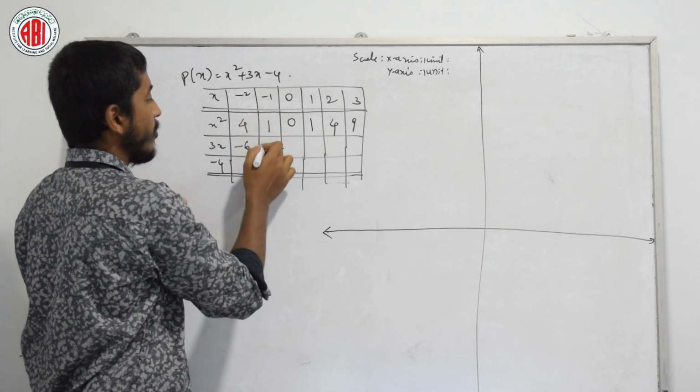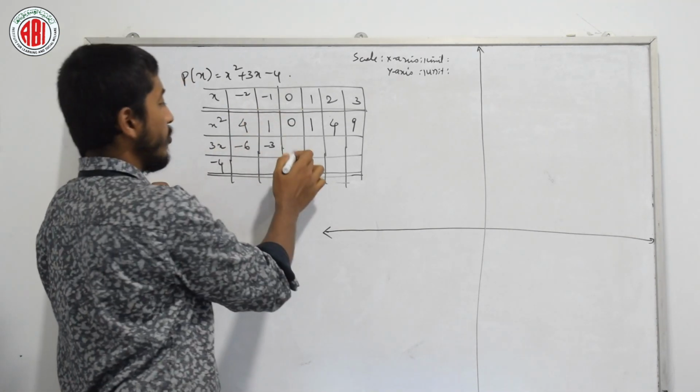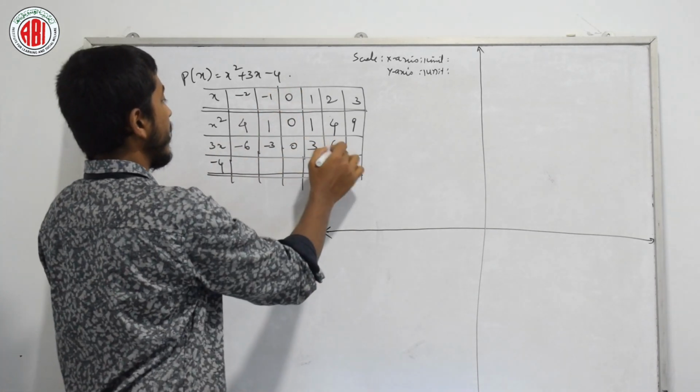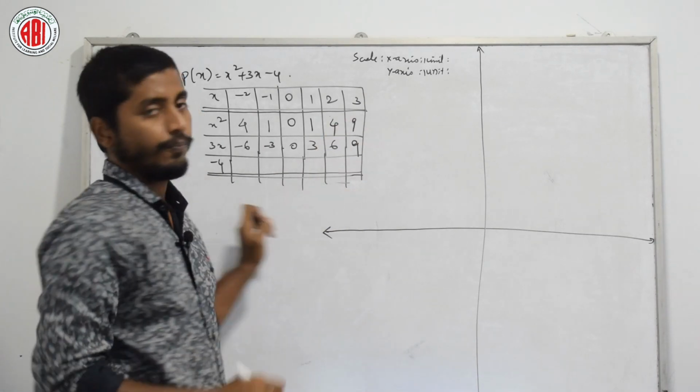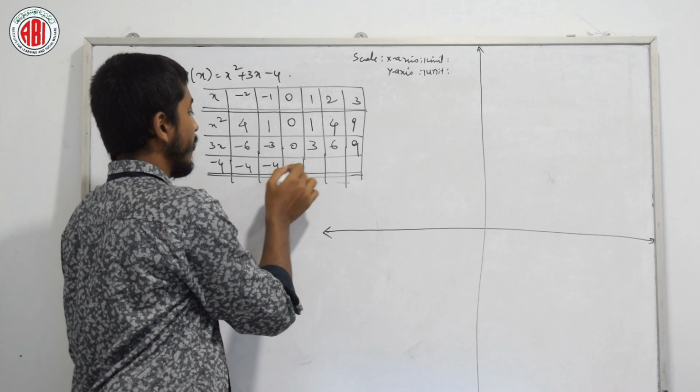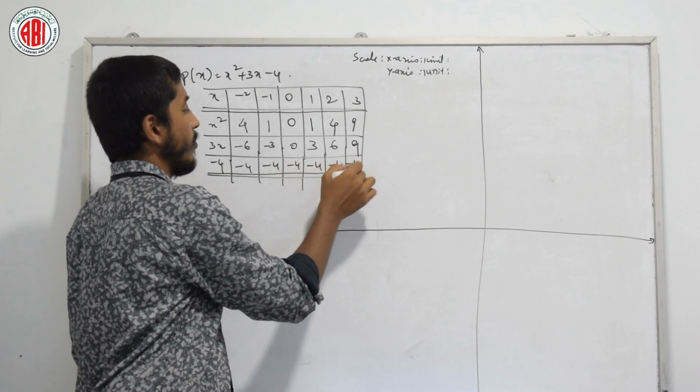3 into minus 1, that is minus 3. 3 into 0 is 3. 3 into 1 is 3. 3 2s are 6. 3 3s are 9. Okay. And minus 4, just minus 4 throughout.